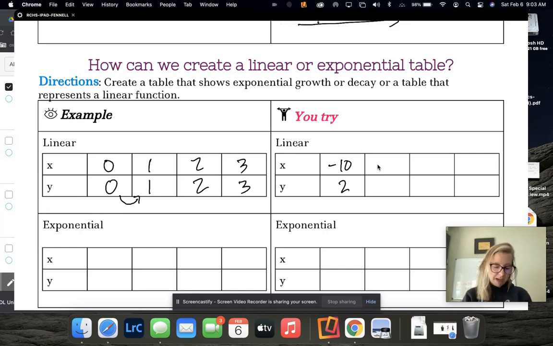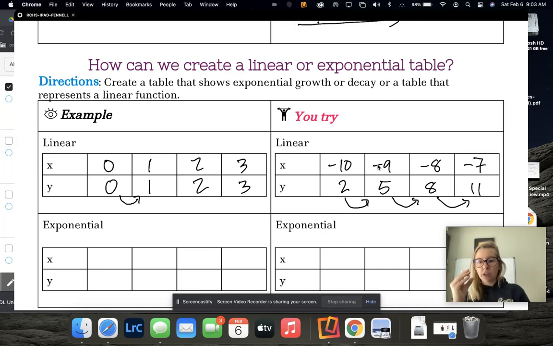And then maybe I'm going to increase by 3. So I'm going to add 3 each time. So this is going to take me to 5 plus 3, 8 plus 3, 11. And my x's, maybe I only go up by 1. -9, -8, -7. Again, as long as you are adding a constant rate of change each time, the change in the y's divided by the change in the x is exactly the same between every single point.